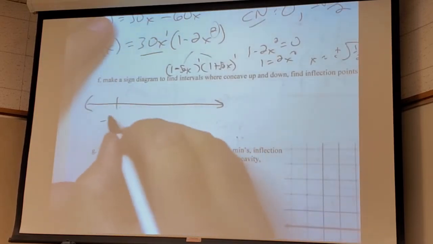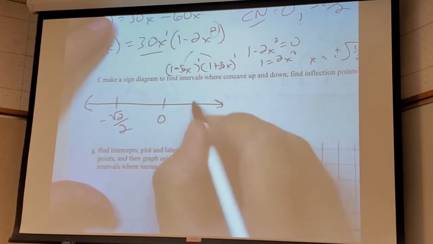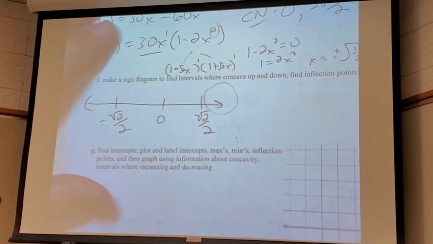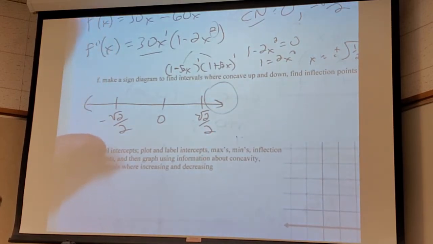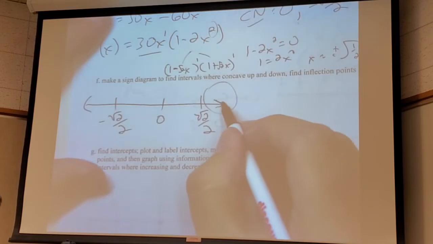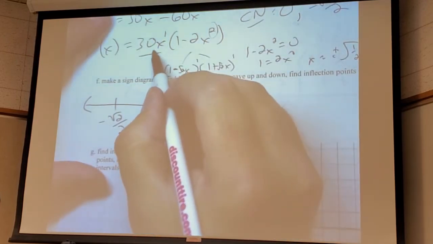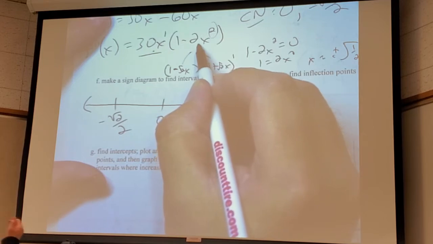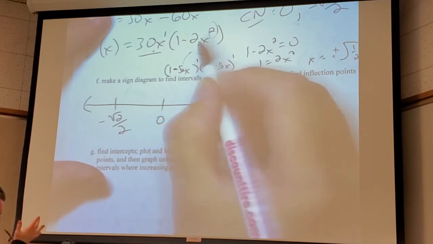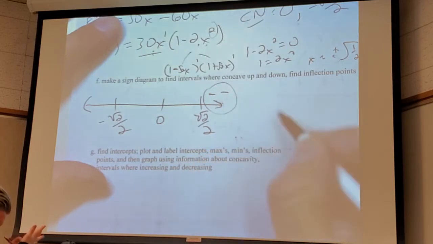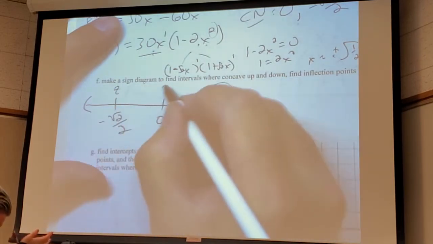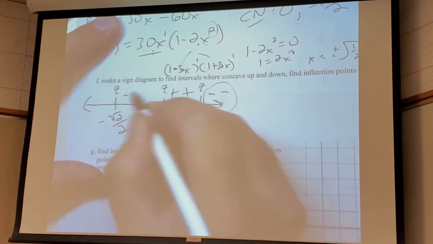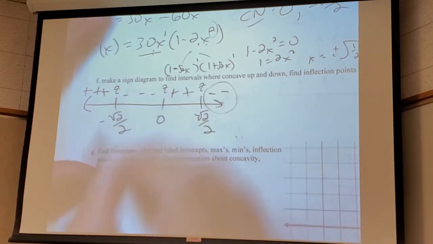So I got my negative root 2 over 2, 0. If I put 10 in, isn't 10 up here? Right up there. So if I put 10 in, I'll get positive times 1 minus 200, which is negative. So it's negative up here. Let me put my little zeros in there. What is it here? Positive. Negative. Positive. Oh my God, that saves so much time.